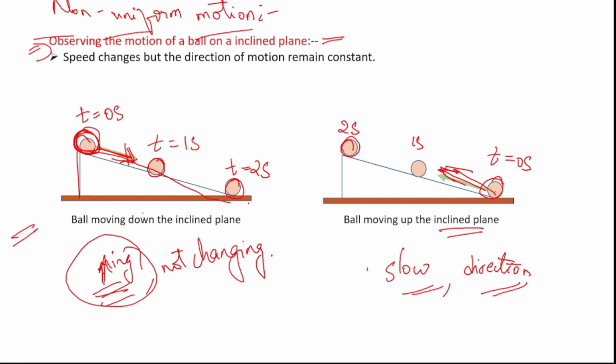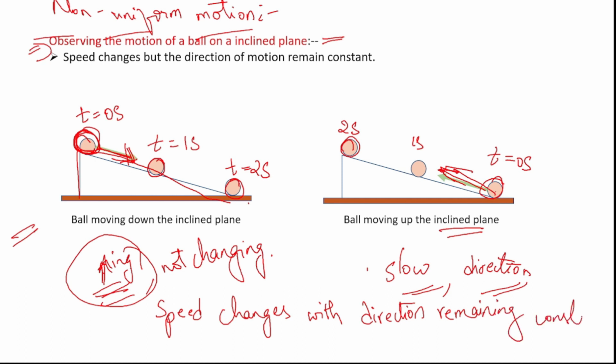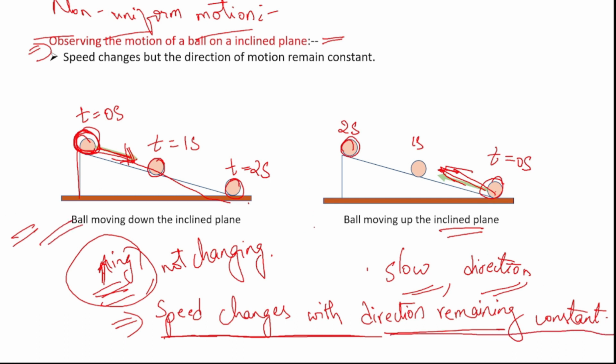Okay, so by this activity we can conclude that speed changes with the direction remaining constant. In two situations the direction is constant but the speed is changing. In the first case it is different and in the second case it is different.